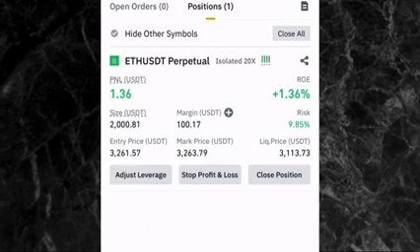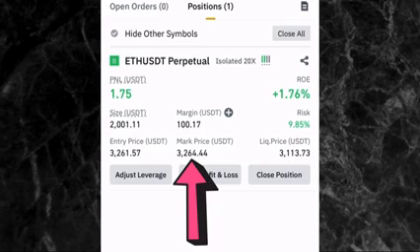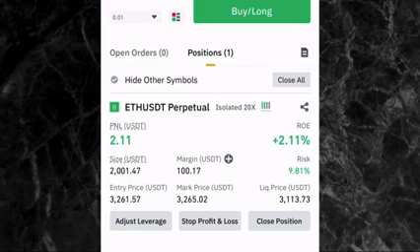$3,261. And then where you have mark price, it is showing you the current price of ETH, which means that it is now at 3,364 USDT. Now, if you come to where you have PNL (USDT), it's showing you the amount of profit you've made in USDT.